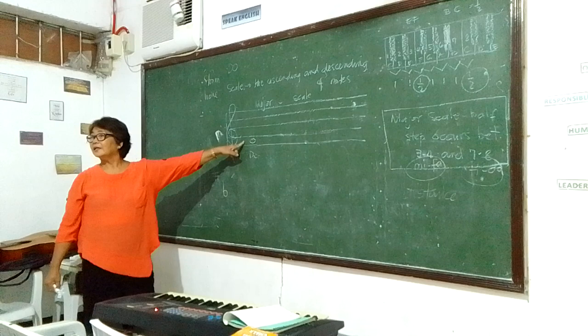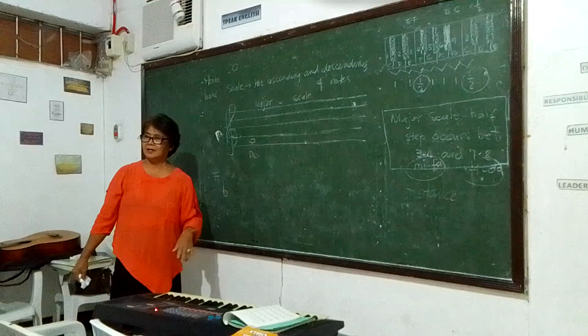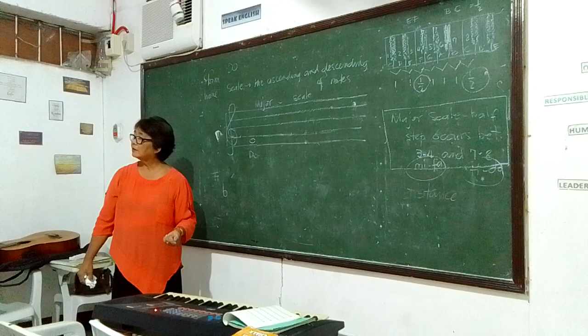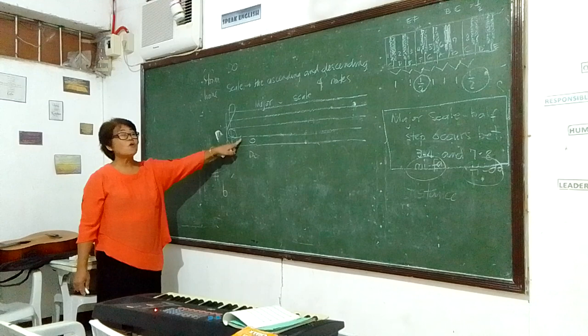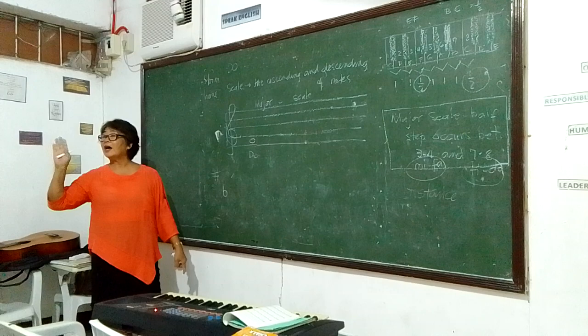Key of F. Okay, key of F. So in the key of F, there is a B flat. The letter F falls on the first space. Remember, the letter names are permanent.